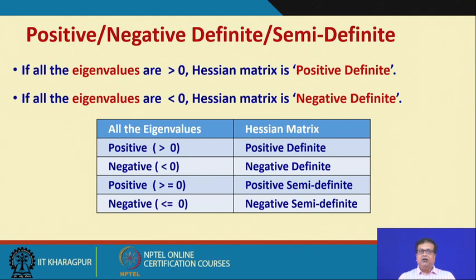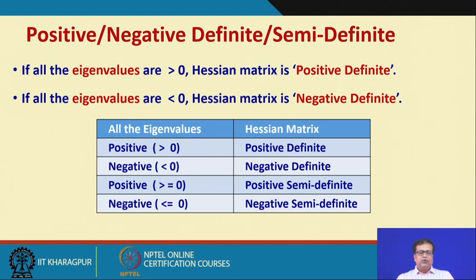Once you find out the eigenvalues, then you check whether those eigenvalues are positive or negative. But the question is, the eigenvalues should be all positive or all negative, or all greater than or equal to 0, or all less than or equal to 0.